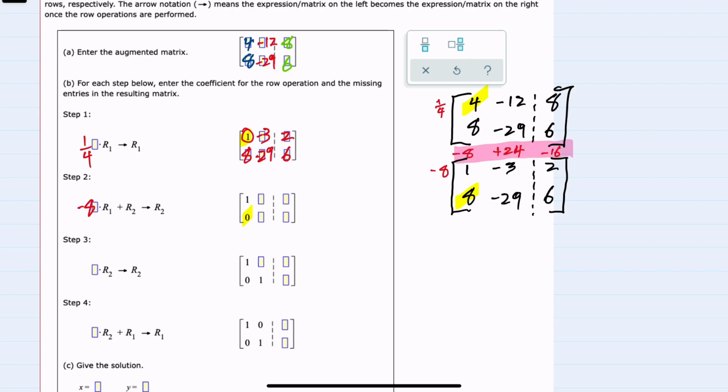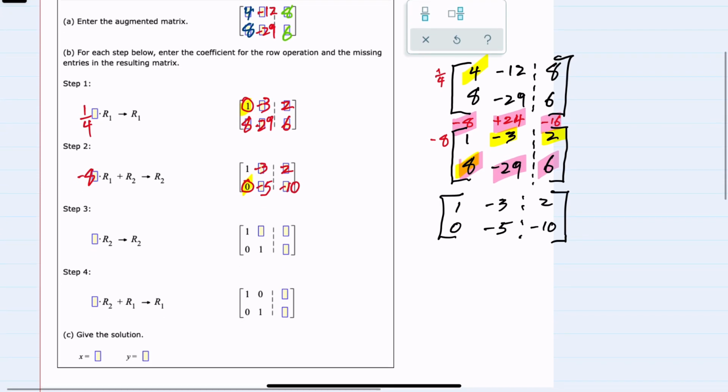This row, after the multiplication, is going to be added to this bottom row and replacing it. -8 plus 8 equals 0. 24 plus a -29 gives us a -5, and -16 plus 6, a -10. And again, in that top row, I haven't changed anything, so I still have -3 and 2. So this is our new matrix.